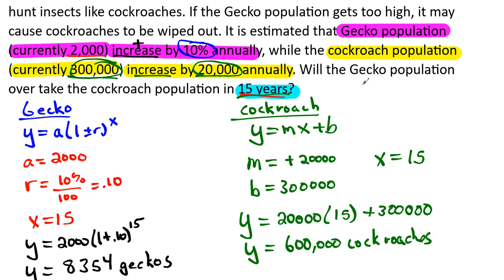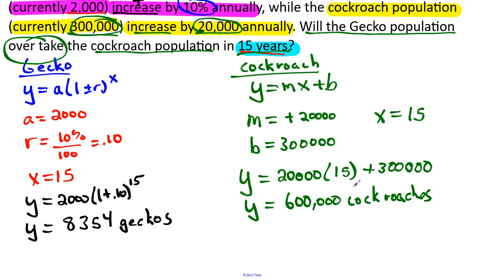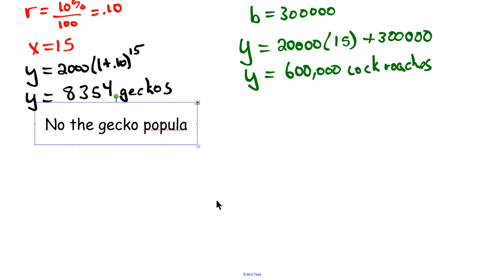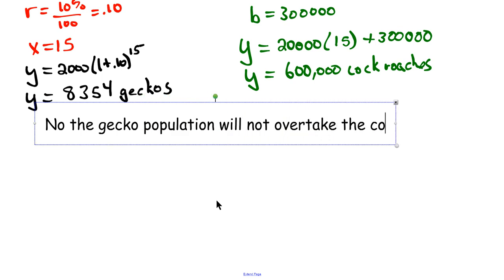So they want to know, will the gecko population overtake the cockroach population? Well, do we have more geckos than cockroaches? Nope, and not even coming close. So, of course, this answer will be no. The gecko population will not overtake the cockroach population in 15 years. Let's go ahead and write that out, and I'm going to type it out to make it a little bit easier. So we're going to say, no, the gecko population will not overtake the cockroach population.